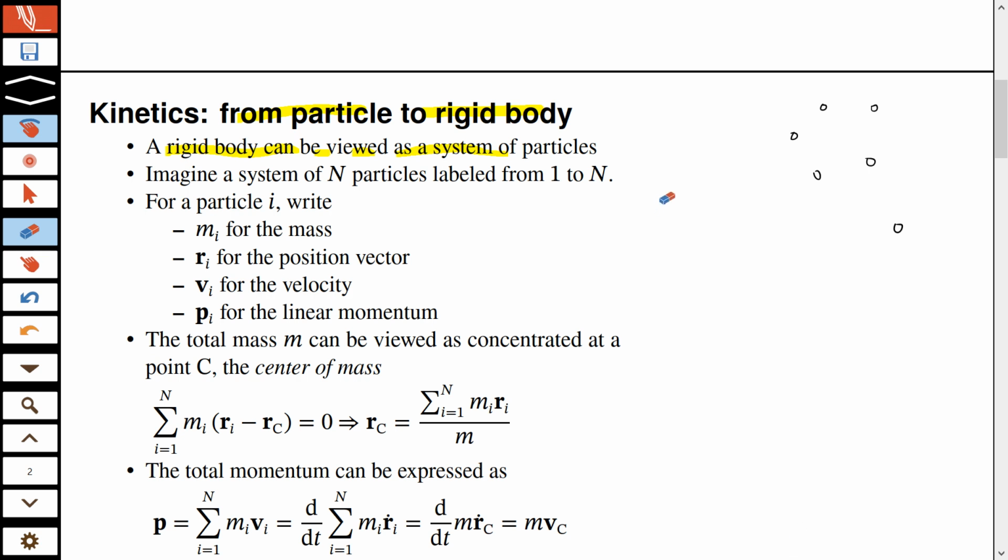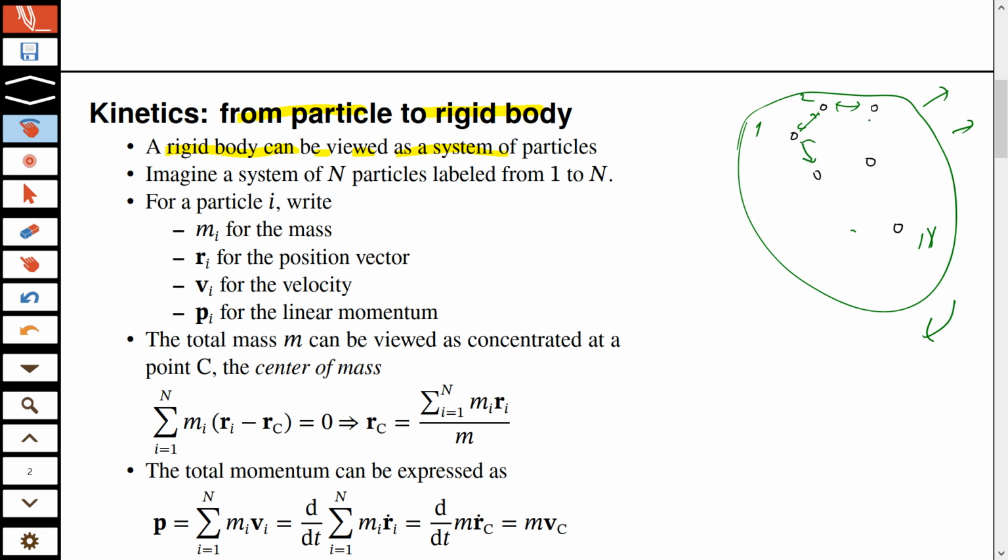Okay, so if we label these particles as 1, 2, up to n, and the idea is, if it is a rigid body, even if this object moves as a whole, or if it rotates or spins, the distances between these particles are not supposed to change, because if they change, it will deform, and a rigid body is not supposed to deform.